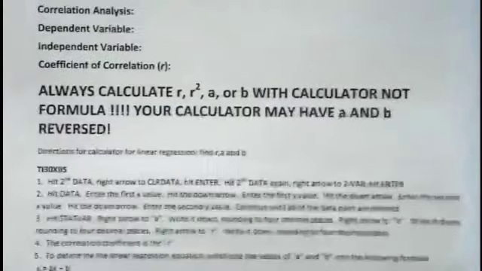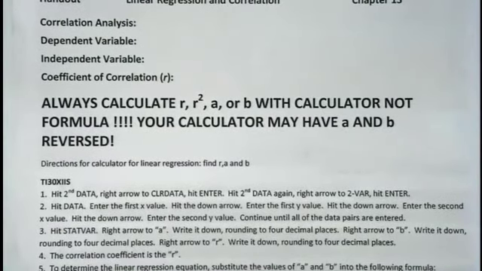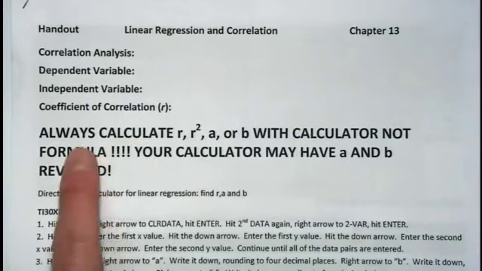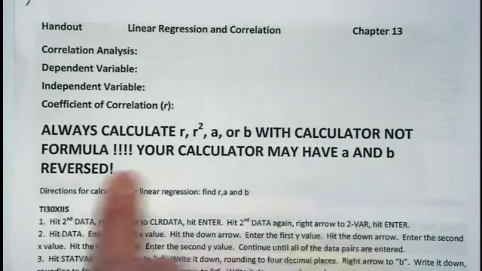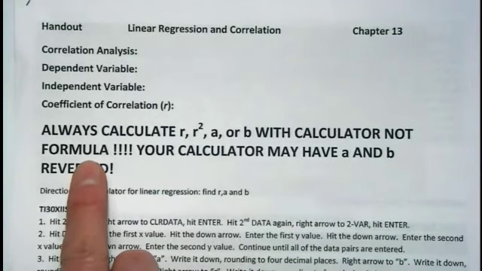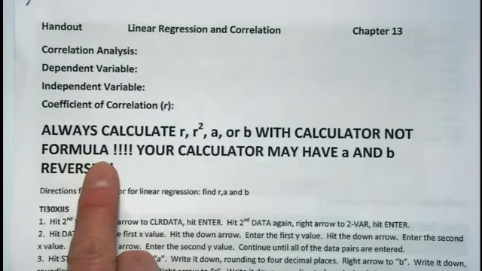I'll probably scream at you a couple more times throughout this chapter that it's very important that you use your calculator. So if you don't have a handout and you don't have your calculator and something to write with, pause the video and come back to me. Okay. Ooh. Here we go. Linear regression, Chapter 13. Always calculate R squared, A, and B with calculator, not the formulas. I do show those to you so you understand where these numbers come from.